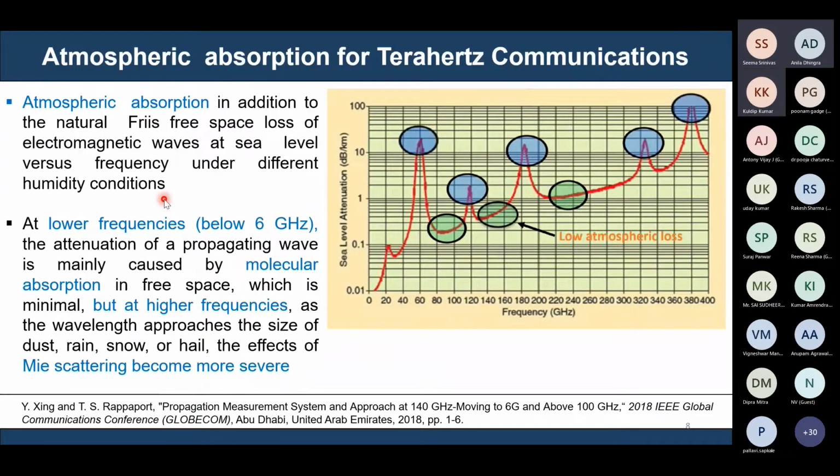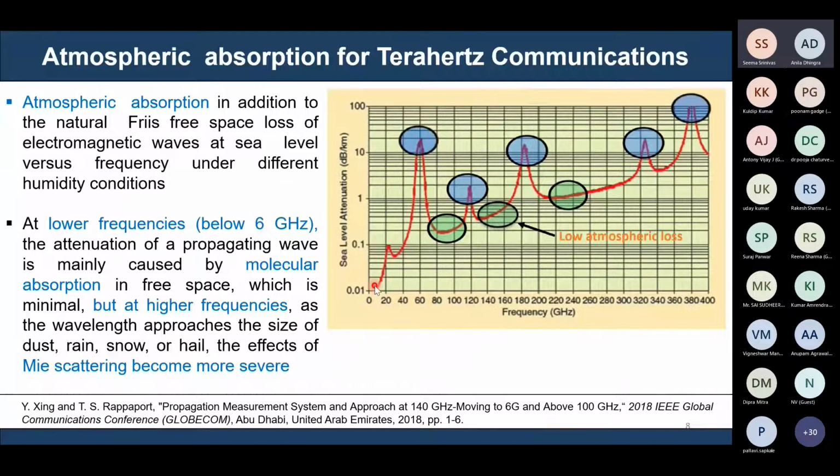Correct. So now there are some problems with sixth generation. When we talk about 6G, it looks very fancy, but there are multiple problems that we have to deal with. First one is the atmospheric absorption. If you look at this, this is around 28 gigahertz, where atmospheric absorption is very low. This is my 5G, around 0.1 dB per kilometer, which is very low.